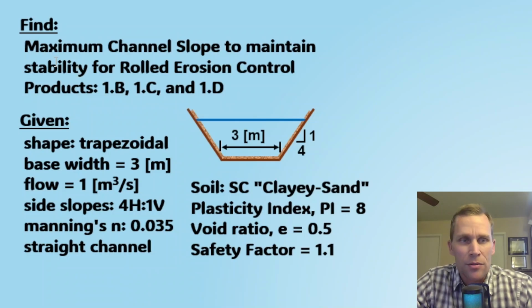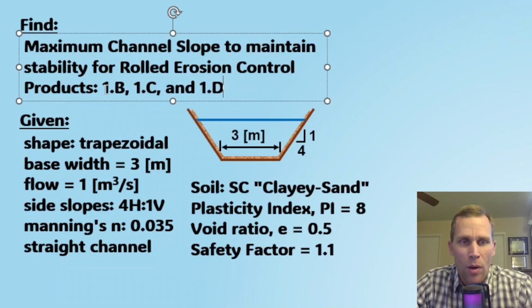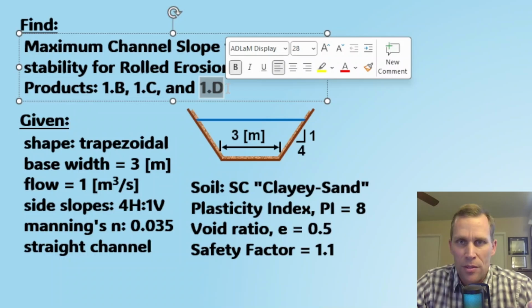As a way of introduction, I've got a slide that outlines where we're going. What we want to do in this exercise is find the channel slope that maintains stability for rolled erosion control products, RECP, types 1B, 1C, and 1D. So we want to identify the range of slopes for each of these erosion control products. For instance, we have three different options: 1B, 1C, and 1D. 1B is the lightest, weakest, probably the least expensive. 1C and then 1D, I assume, is the strongest, heaviest, and most expensive.